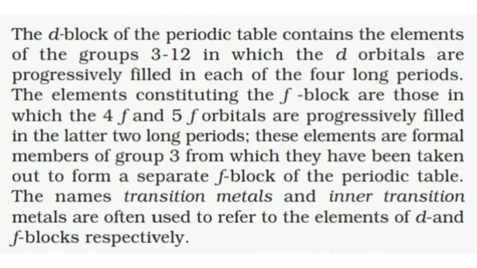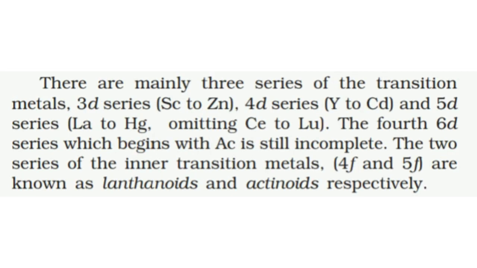The names transition metals and inner transition metals are often used to refer to the elements of D and F blocks respectively. There are mainly 3 series of transition metals: 3d series, Sc to Zn, 4d series, Y to Cd, 5d series, La to Hg, omitting Ce to Lu. The 4th 6d series, which begins with Ac, is still incomplete.